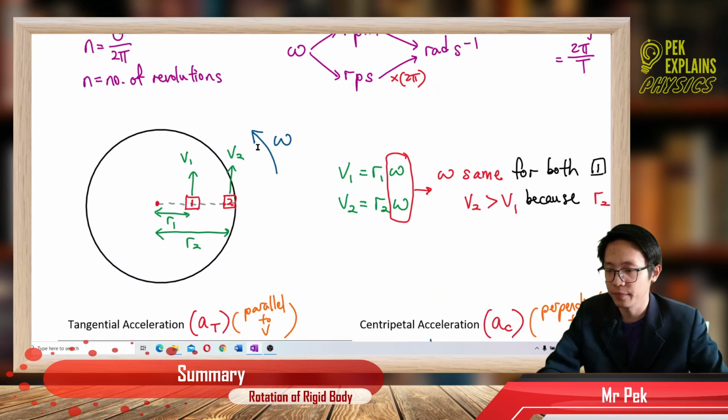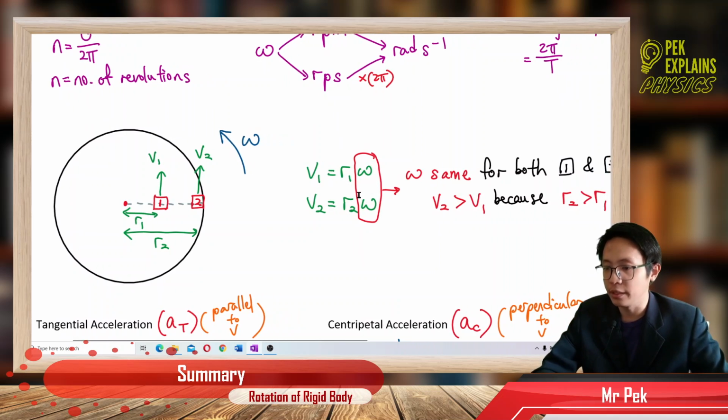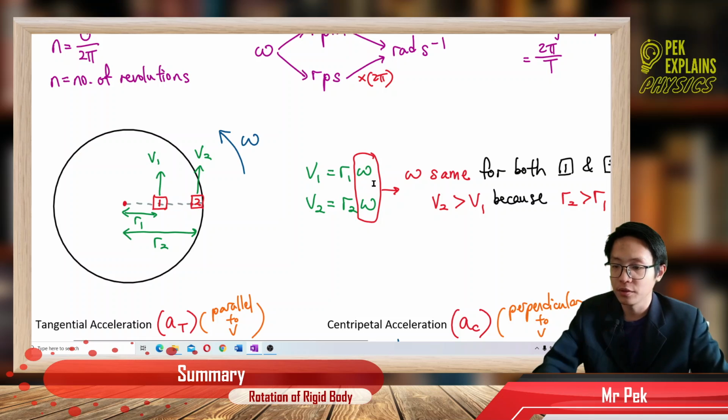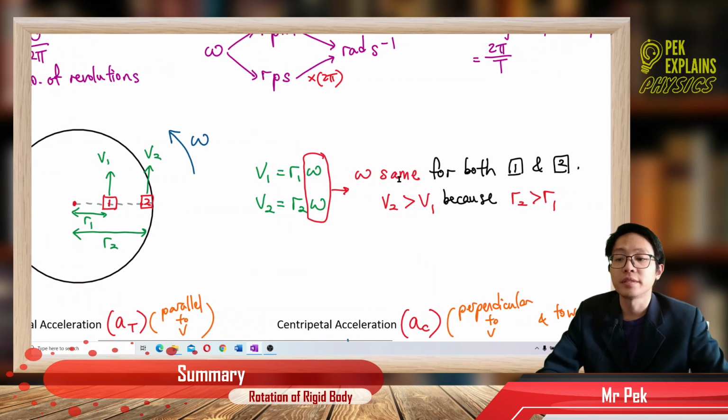Now, we learned this formula, V equals R omega. So we can apply it here. For object 1, V1 equals R1 times omega. V2 equals R2 multiplied by omega. As you see, this is very important: for both objects, they have the same omega. What is omega? Angular velocity. They share the same angular velocity.